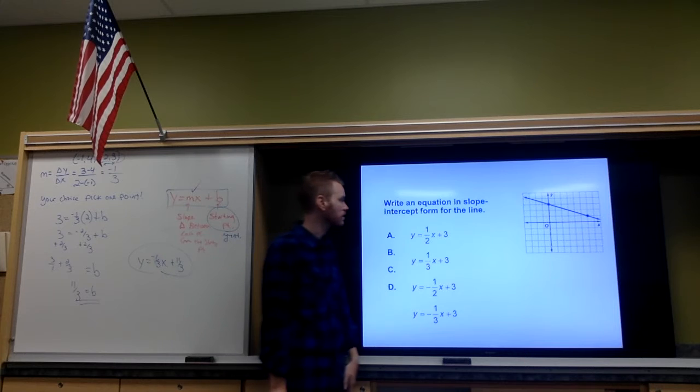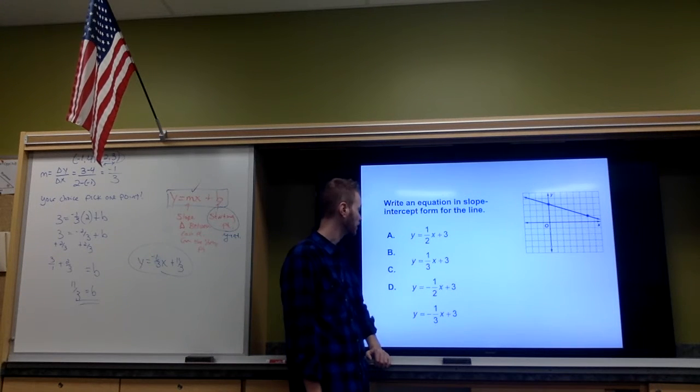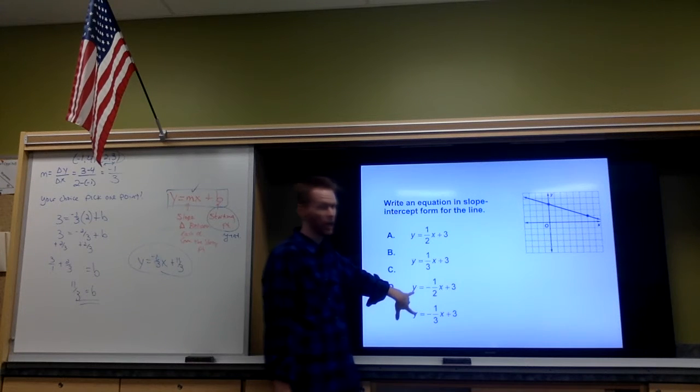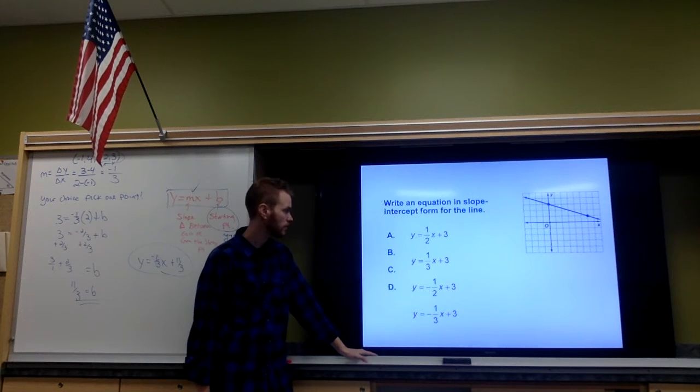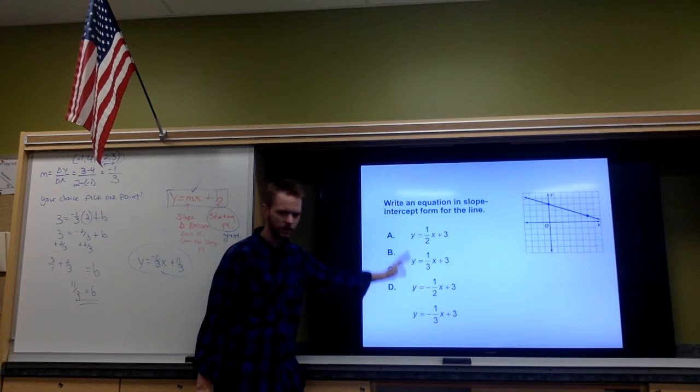Okay, slope-wise, look at the line. Is it positive or negative? It's negative, right? So it looks like we're down to these two now. Those two options. And I apologize. This A is this guy, B, C, and D. It's not stretched out right.